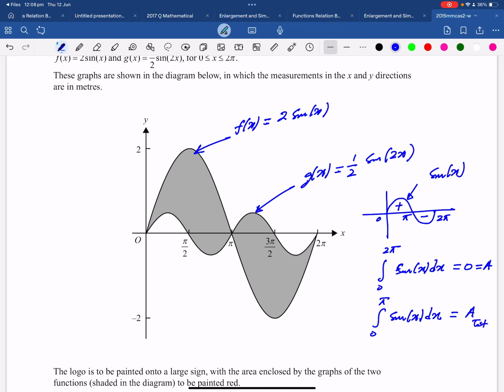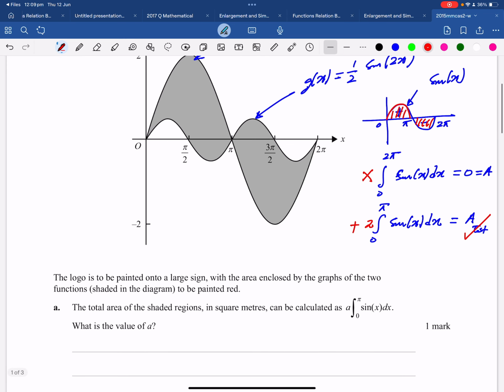You need to find the total area. Total area means this part over here, and then you multiply this by 2, because you found this part and then multiply by 2 to get the lower part. So this is positive, so area should be positive. So this construction is wrong, and this is the right construction.